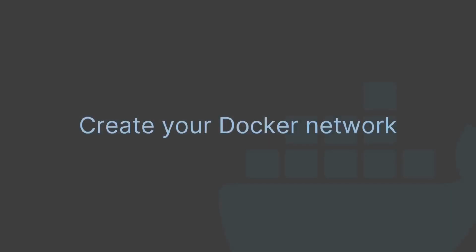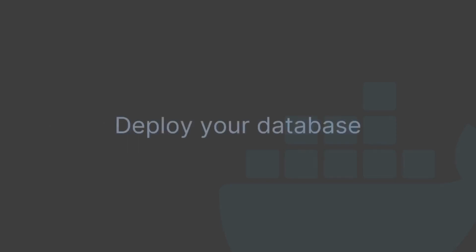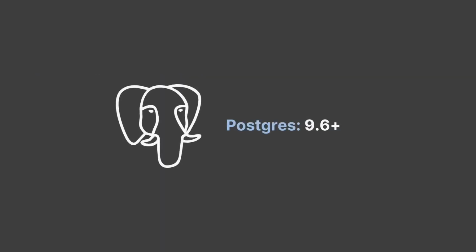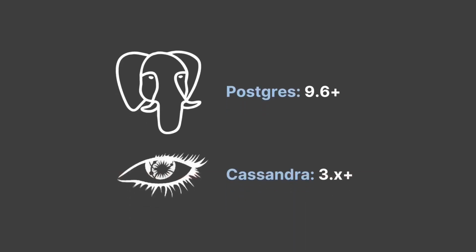Before anything, let's create a Docker network and call it KongNet. The second step is to deploy a database container. We will be using Postgres. Let's take advantage of the Docker DNS and name the container. Remember this name, as we will be using it later. On a side note, Kong Gateway only supports Postgres in DB mode. The minimum version required is version 9.6. You can also choose to use Cassandra, but it's been deprecated and already marked for removal.